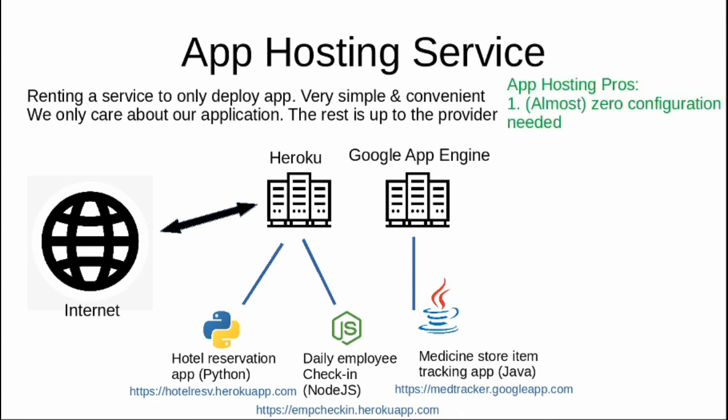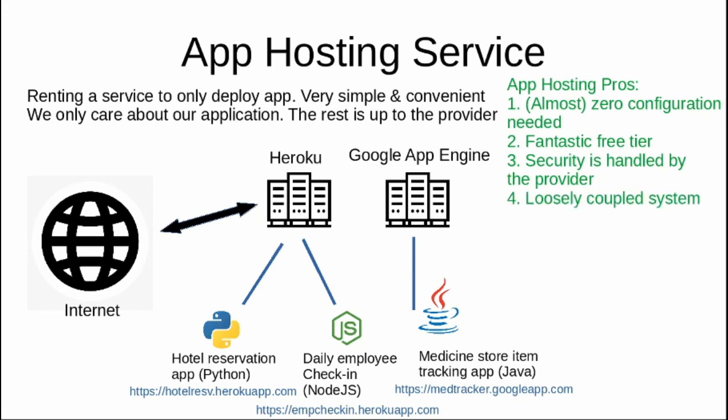So the pros of the app hosting service is that it requires almost zero configuration. You don't have to configure anything, it just works. And then it has fantastic free tiers. Both Heroku and Google App Engine provides really generous free tiers. And you don't really have to worry about security as it is handled by the app hosting providers. And then it's loosely coupled. You can have many applications in many different languages and it just works.